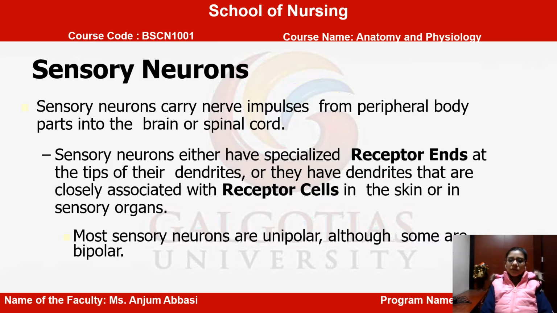Next, sensory neurons either have specialized receptor ends at the tip of their dendrites, or they have dendrites that are closely associated with receptor cells in the skin or in a sensory organ. Most sensory neurons are unipolar, although some are bipolar.